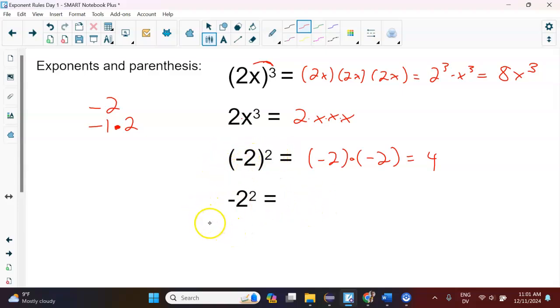On the second one, I know this is super weird and super in the weeds, but the square is only for the 2, not for the negative. So I think of it like I wrote down here. This is really like negative 1 times 2 times 2. So that actually evaluates to negative 4, right? And that is super confusing, but I guess an important aspect of exponents. Okay, so that's kind of review stuff.